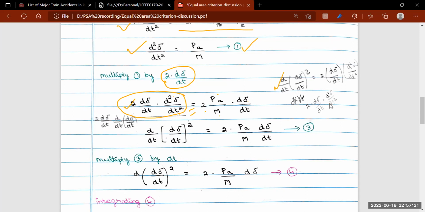Actually, when I differentiate (dδ/dt) the whole square with respect to t, I'll get 2 into dδ/dt and then, function of a function, d²δ/dt². So I end up with the equation d by dt of (dδ/dt)² is equal to 2 PA by M multiplied by dδ/dt. Let me call this equation number 2.